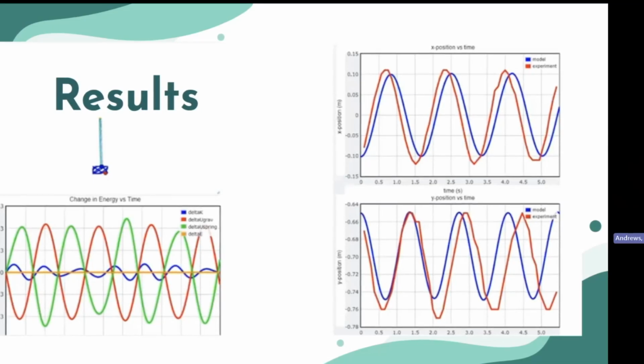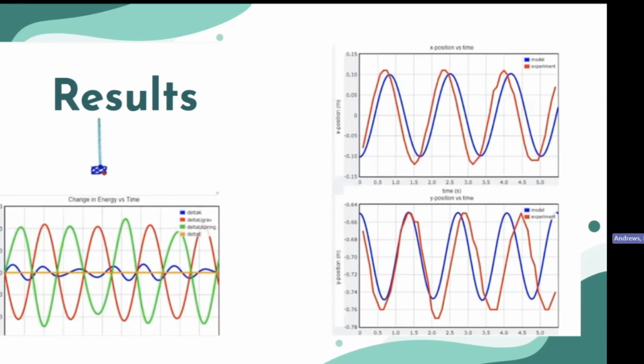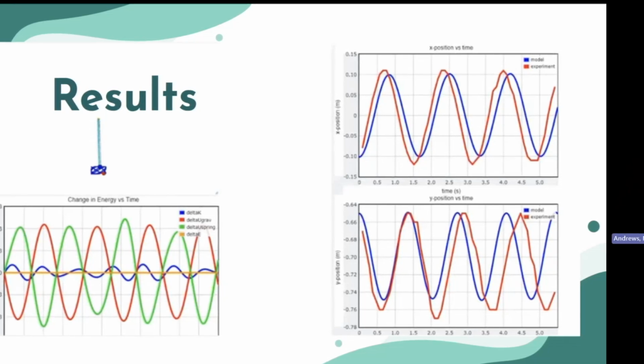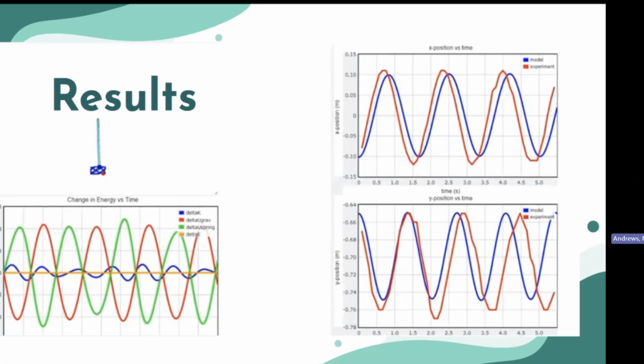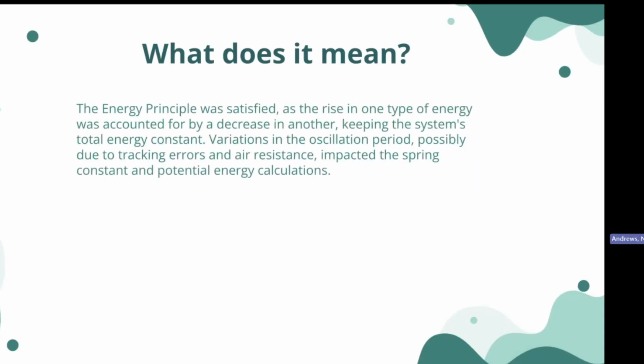We compared the changes in the energy and the X and Y positions between our model and the experiment. Possible sources of error include neglecting air resistance and rotational motion, which could slow the spring's motion and affect the accuracy of our model over time.